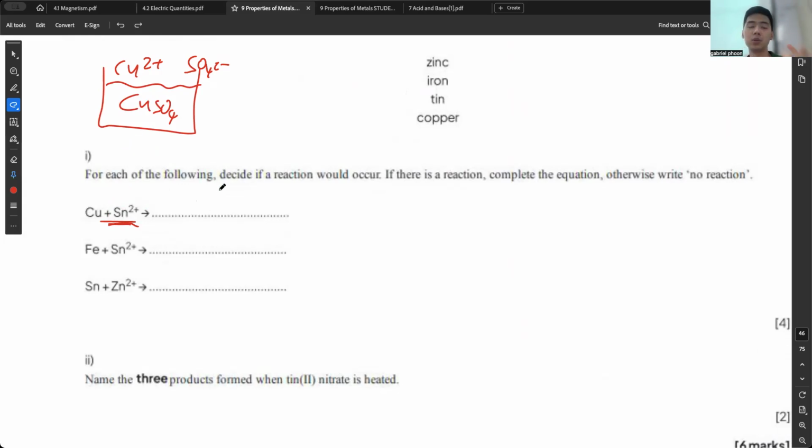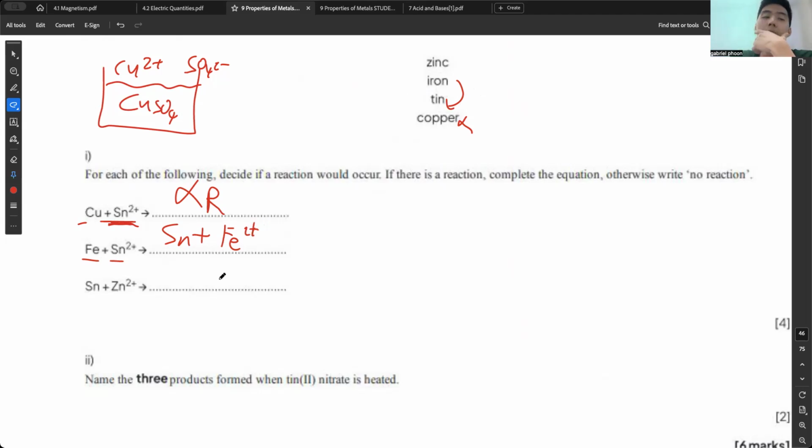From here, the next question you want to ask yourself is, is copper more reactive than tin? No, so definitely there'll be no reaction. Then the next question is, is iron more reactive than tin? Yes, it is, because iron is above tin. So I know that iron will displace the tin in the solution. I don't know what solution it will become, but ultimately it will become Sn plus Fe2+ in terms of the ion exchange.